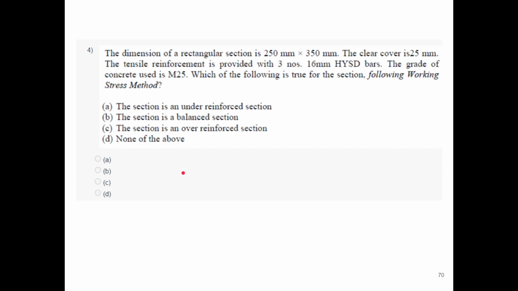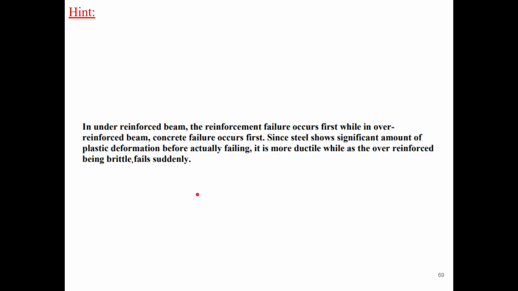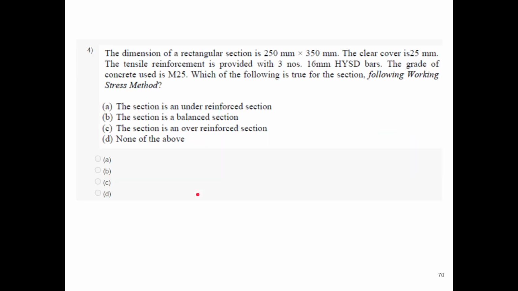So, fourth question, let us see. The dimension of a rectangular section is 250 mm by 350 mm. The clear cover is 25 mm. The tensile reinforcement is provided with three numbers of 16 mm HYSD bars. The grade of concrete used is M25. Which of the following is true for the section following the working stress method? The section is an under-reinforced section; the section is a balanced section; the section is an over-reinforced section; or none of the above.